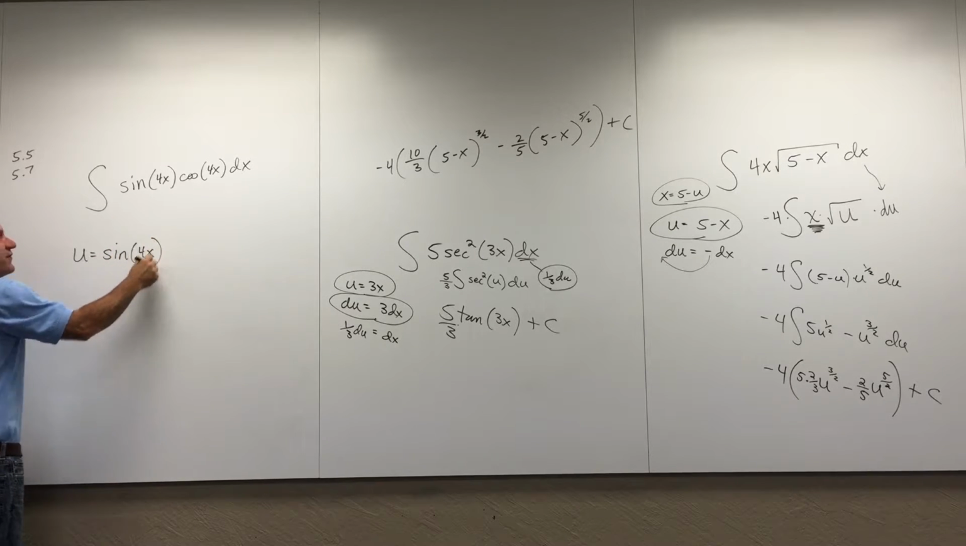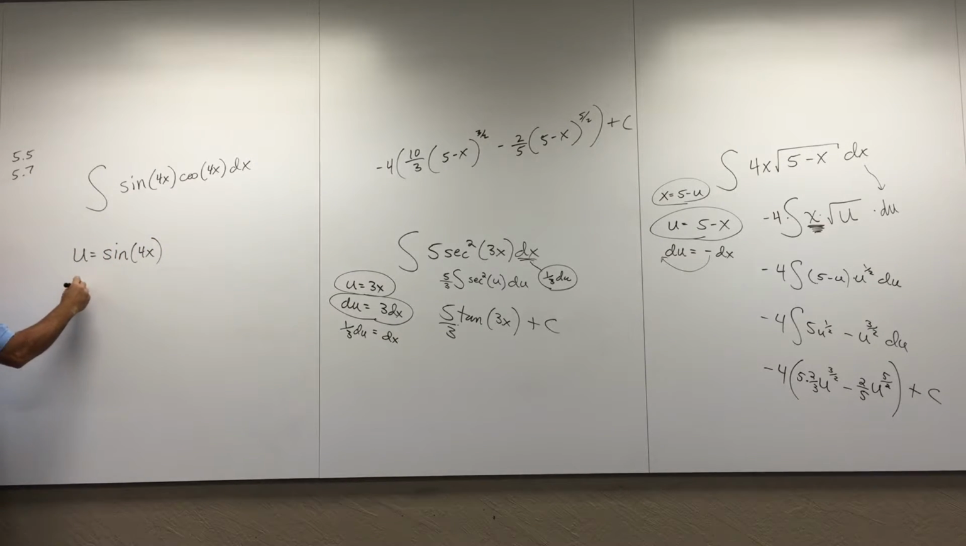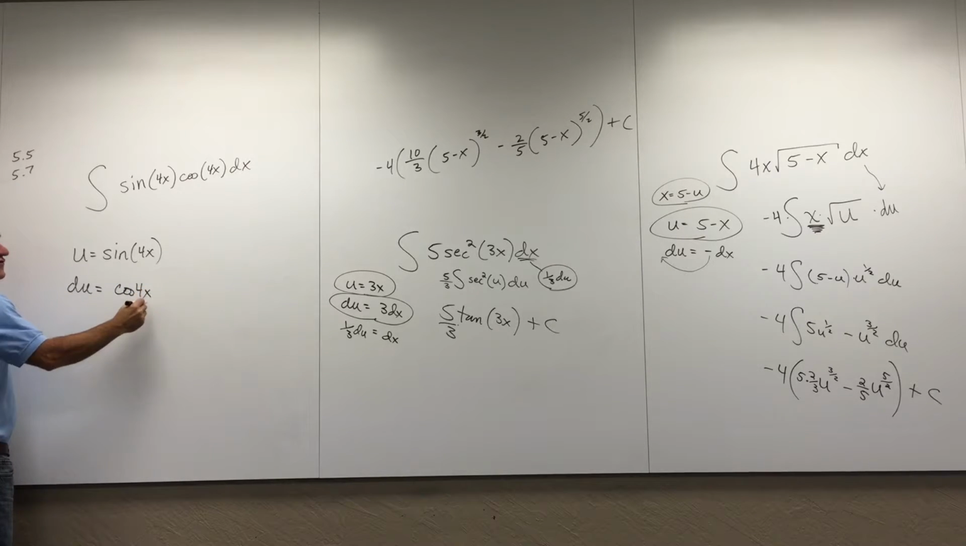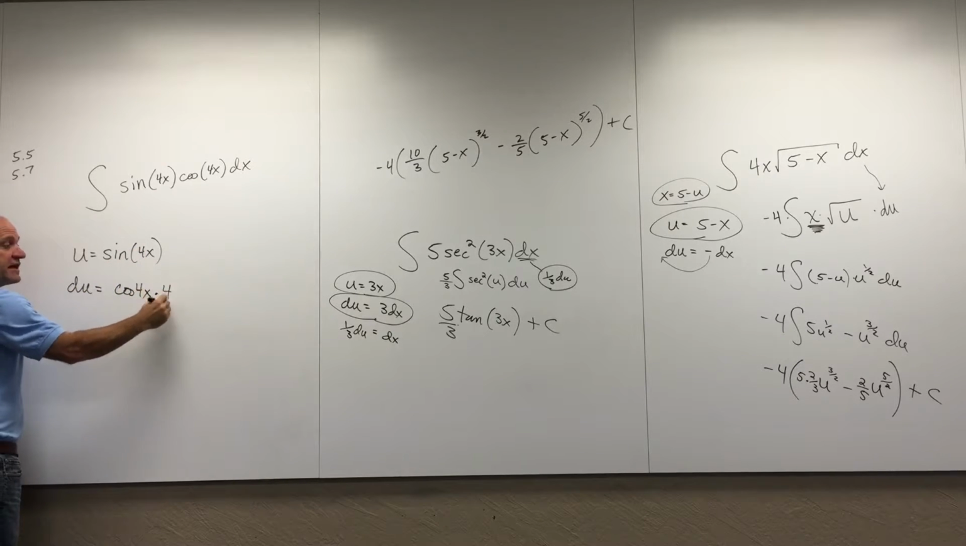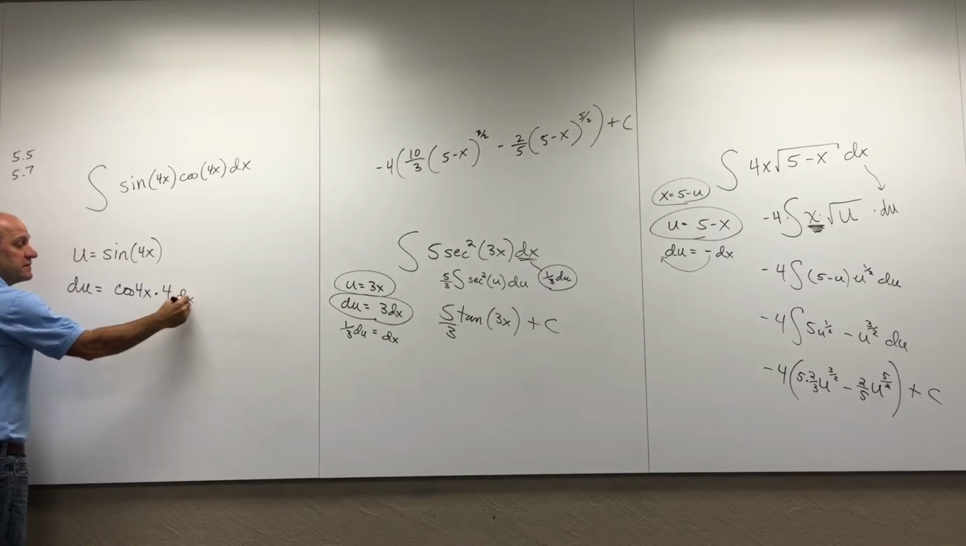And you'll see why as soon as you do du. What is du? The derivative of sine is cosine. The chain rule, though, when you do a derivative, you got to remember it spits out a 4. The derivative of sine 4x is cosine 4x, but I got to do the chain rule, which spits out a 4 dx.